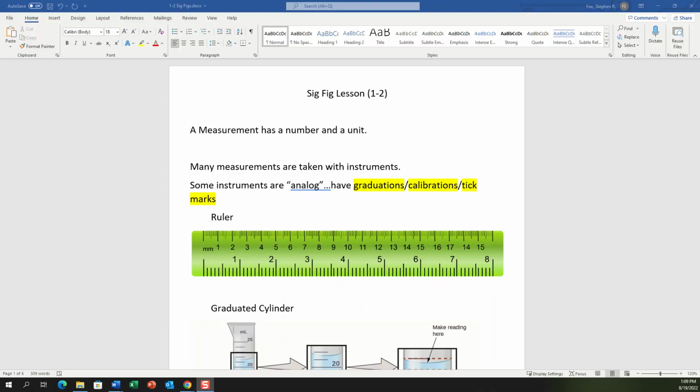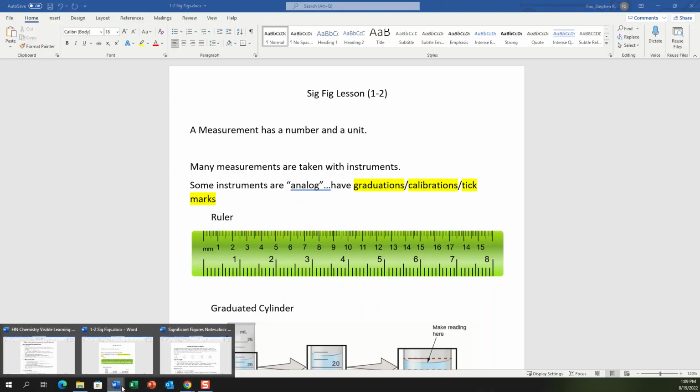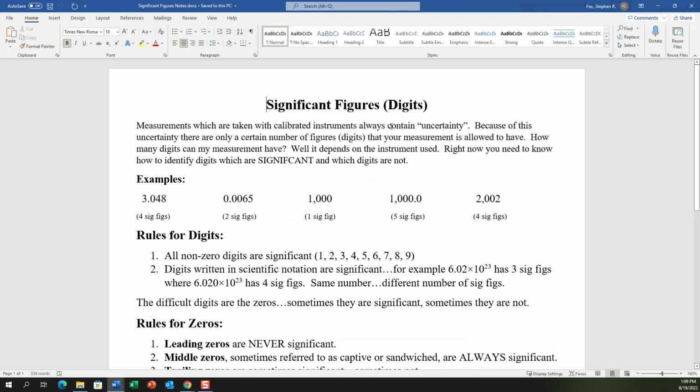So also a handout that you might want to have out while you're watching this video is the significant figures notes that you got on the first day. So I'll show you what that one looks like here in a second. So let's get into it. All right, so the Sig Fig doc is this one, significant figures.